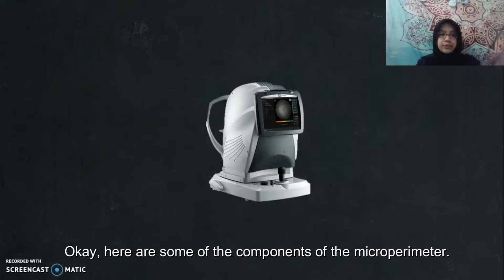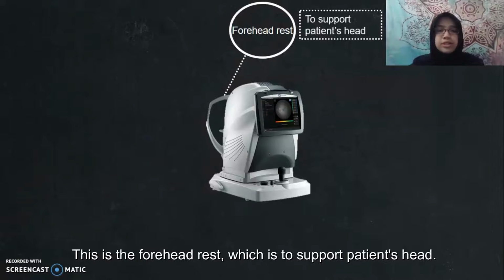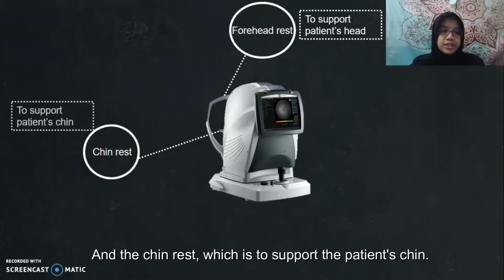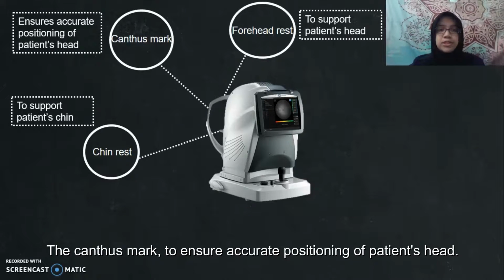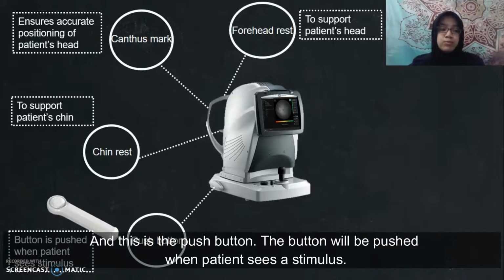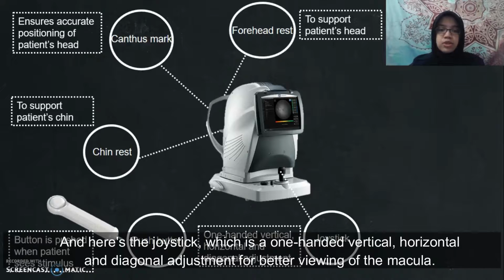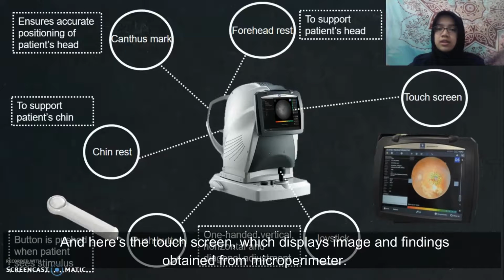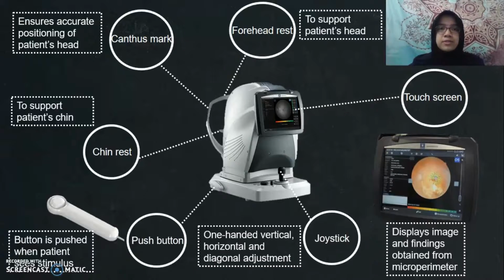Okay, here are some of the components of the microperimeter. Firstly, there is the forehead rest, which supports the patient's head, and the chin rest, which supports the patient's chin. The canthus mark ensures accurate positioning of the patient's head, and this is the push button. The button will be pushed when the patient sees a stimulus. And here's the joystick, which is a one-handed vertical, horizontal and diagonal adjustment for better viewing of the macula. And here's the touch screen showing findings obtained from the microperimeter.